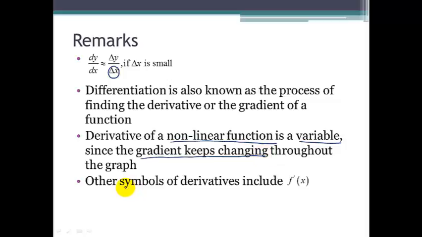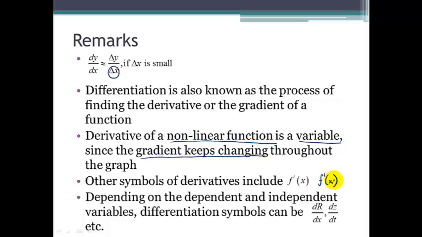You may see different symbols of derivatives. One possible way of writing differentiation is f prime x. Basically, you write f with a little apostrophe at the top, f prime x. This also means to differentiate function f(x).